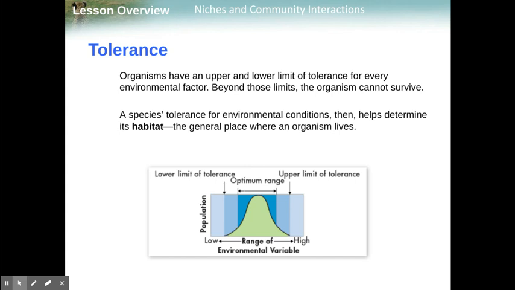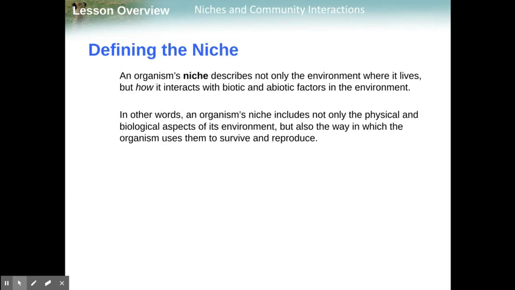Now, just to jump ahead a little bit for some of our next lessons, we have some characteristics that are common amongst the plants and animals that are found in different habitats. So, defining the niche: an organism's niche describes not only the environment where it lives, but how it interacts with biotic and abiotic factors in the environment. So both the living and non-living things.